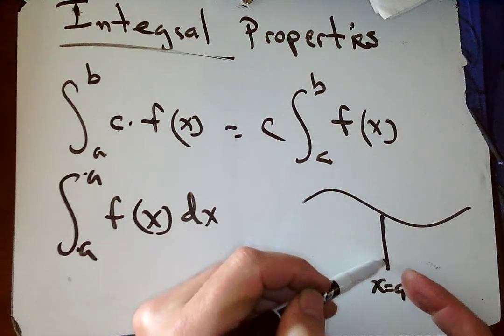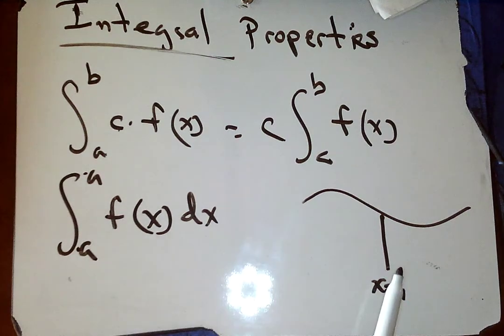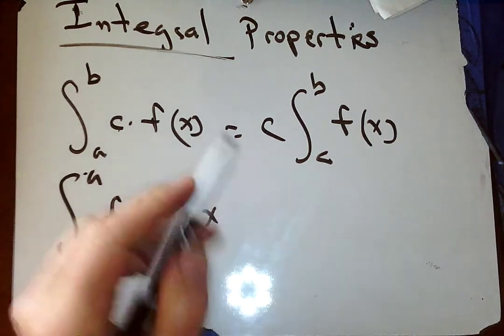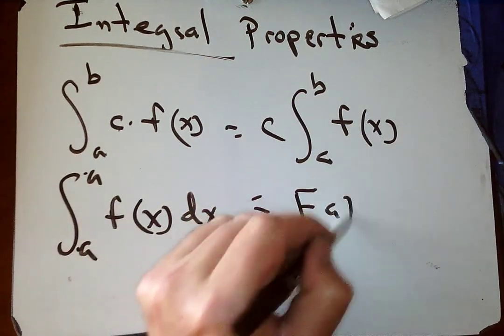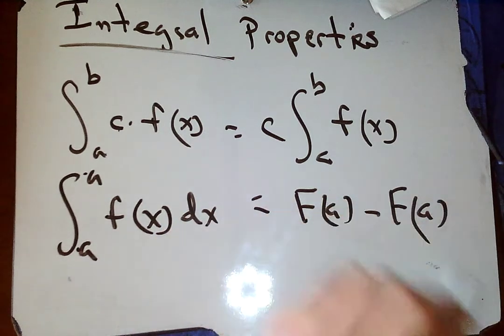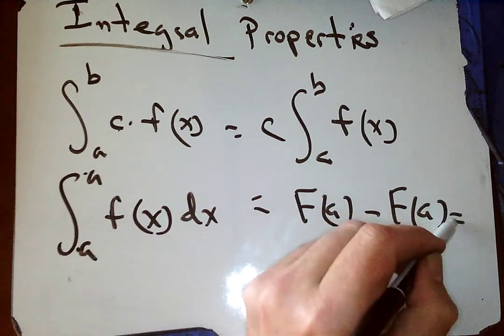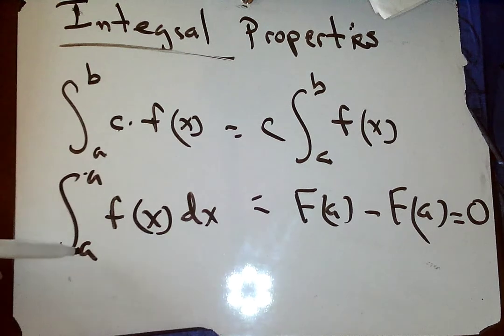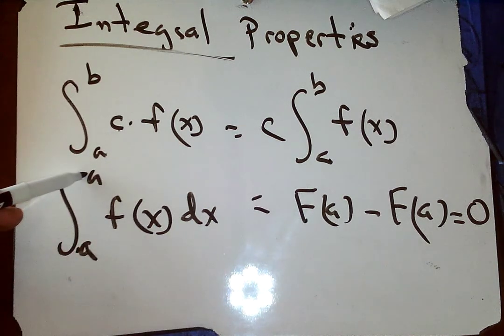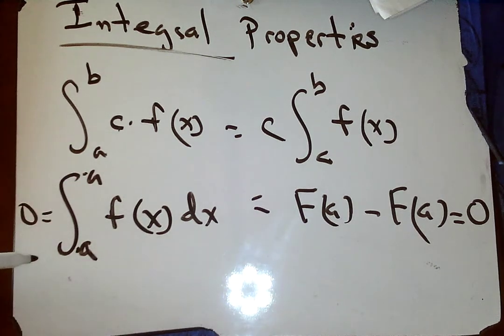Yes, that's right. From that point to that point. Well, so what does that mean? Well, that's big F of a minus big F of a. A number minus itself is 0. So my integration, when I go from a to itself, is always going to be 0.